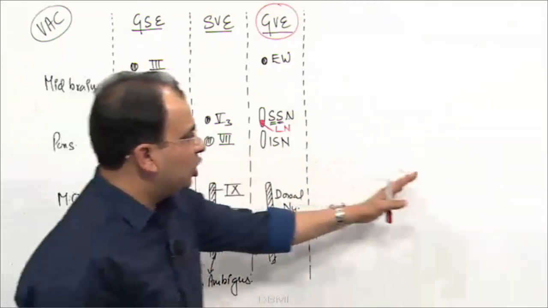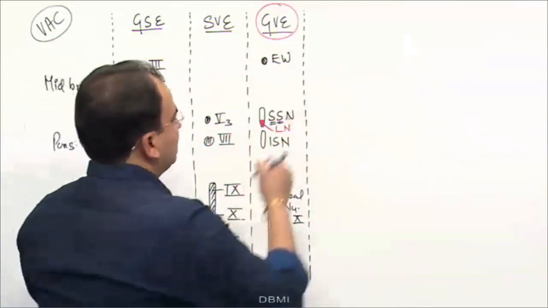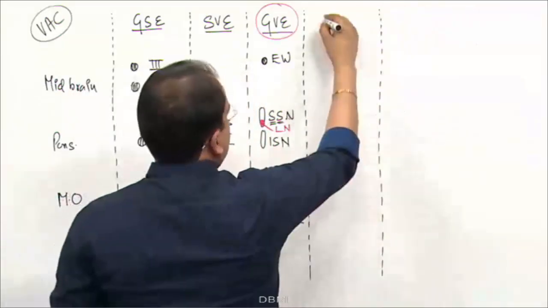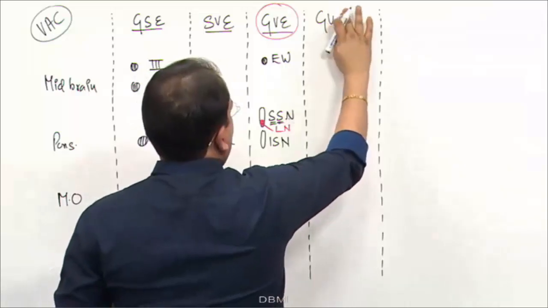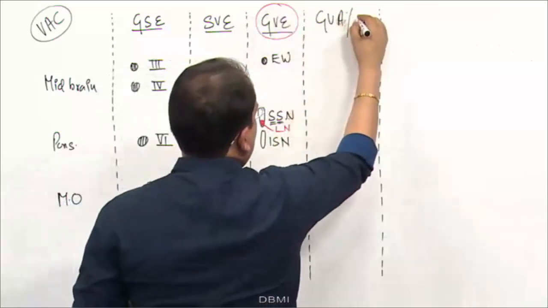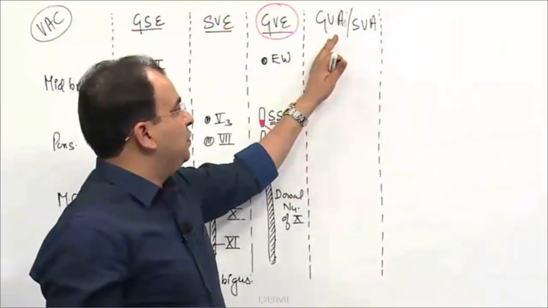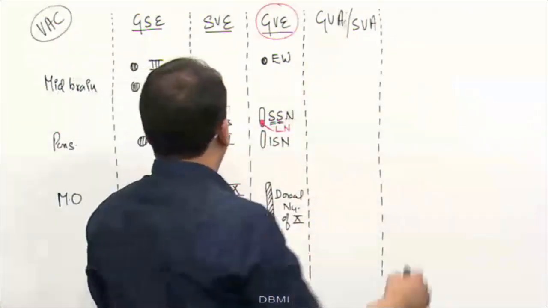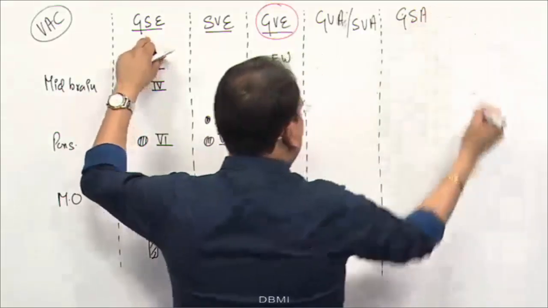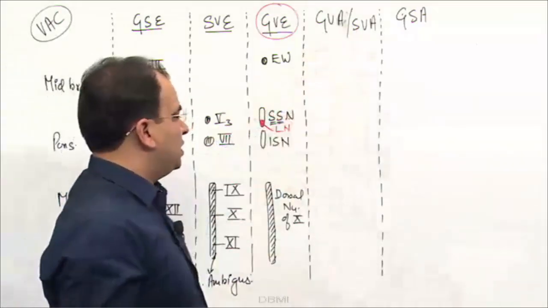Coming to the afferent columns, as we said, we have a corresponding afferent column. The first catch is that corresponding to GVE, we have GVA and SVA, and they are together. We need to keep GVA and SVA together. I'll tell you how and why. And corresponding to GSE, we have GSA, general somatic afferent, here. GVA and SVA together.